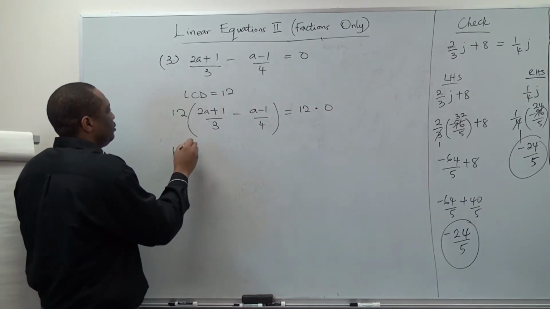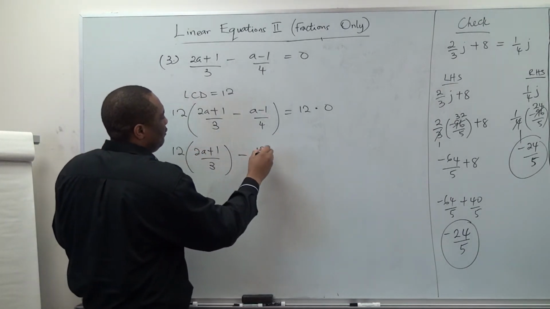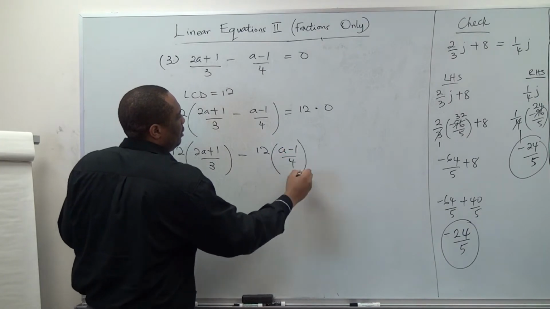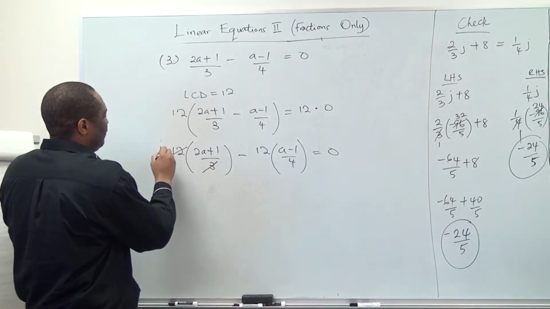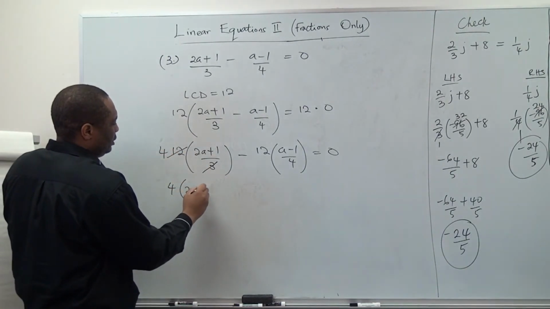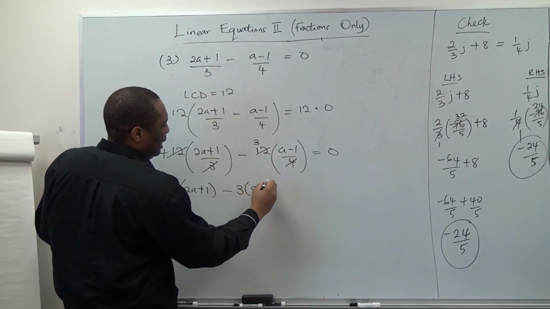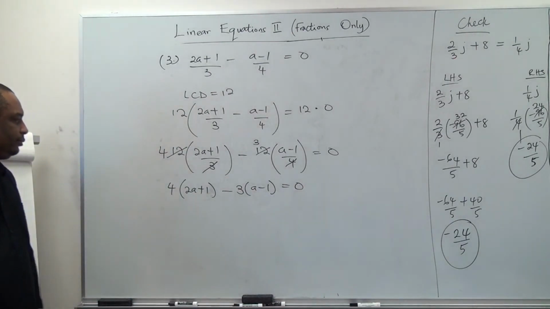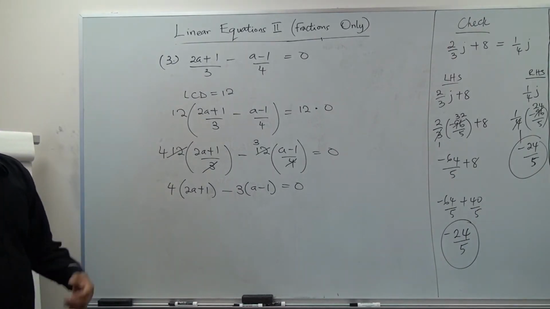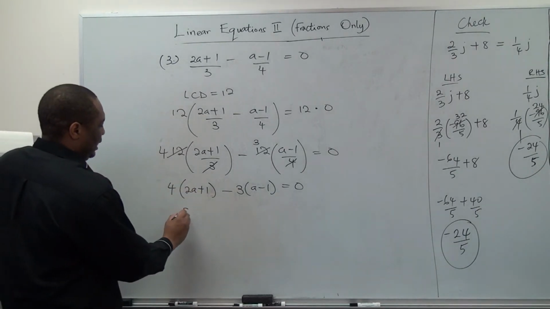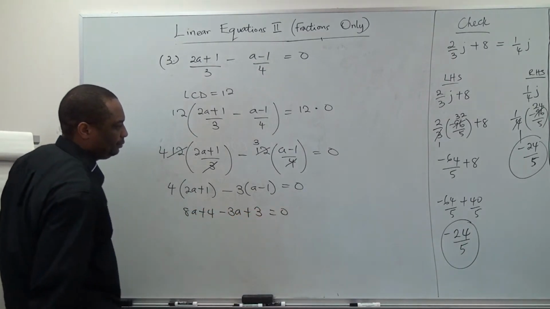So this is 12 into (2a + 1)/3. Then minus, distribute 12 into (a - 1)/4 equal to 0. 12 times 0 is 0. So 3 will cross out 12, this is 4, so this is 4 into (2a + 1), minus 4 will cross out 12, which is 3, minus 3 into (a - 1) equal to 0. Now if you have this, you apply the distributive property, just like we did on that initial video. So this is 8a + 4 - 3a + 3 equal to 0.